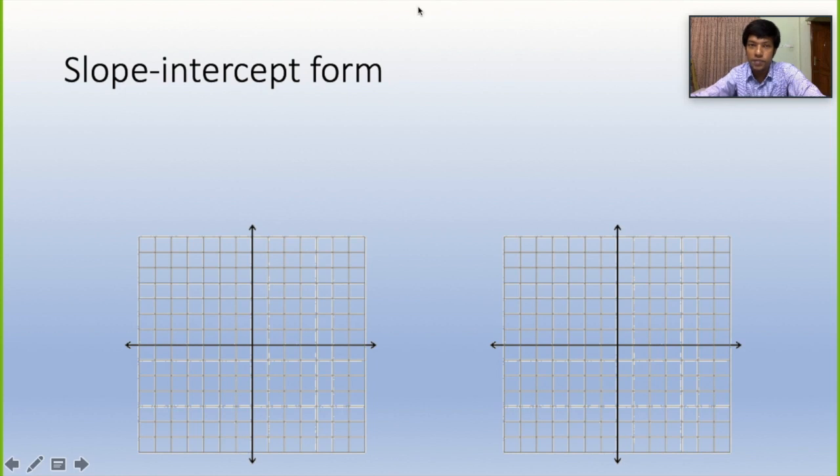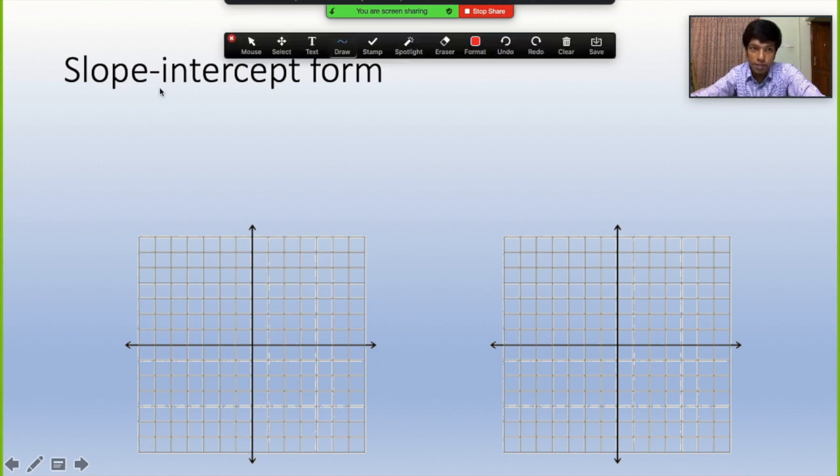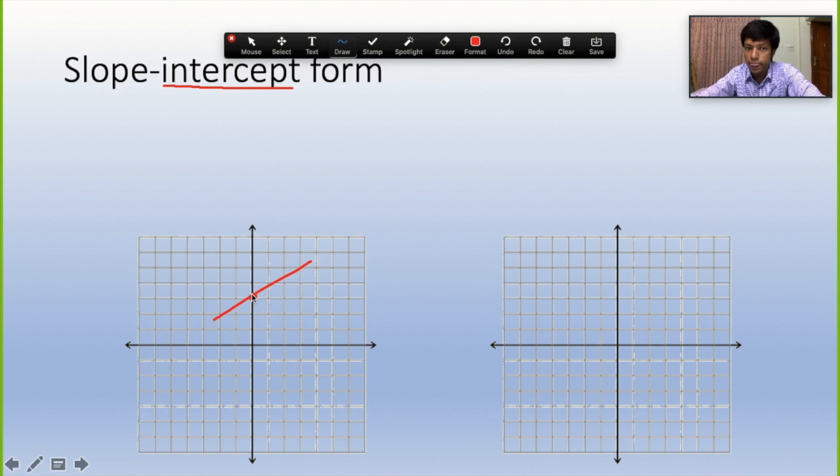This is slope-intercept form. So what does slope-intercept form mean? It means the y-intercept is given. Intercept means y-intercept. This is the y-intercept of this line. And slope means the rise over run. Say for example, this is the run, this is the rise. It is 2 boxes up, and 1, 2, 3 boxes across. So 2 divided by 3 is the slope.